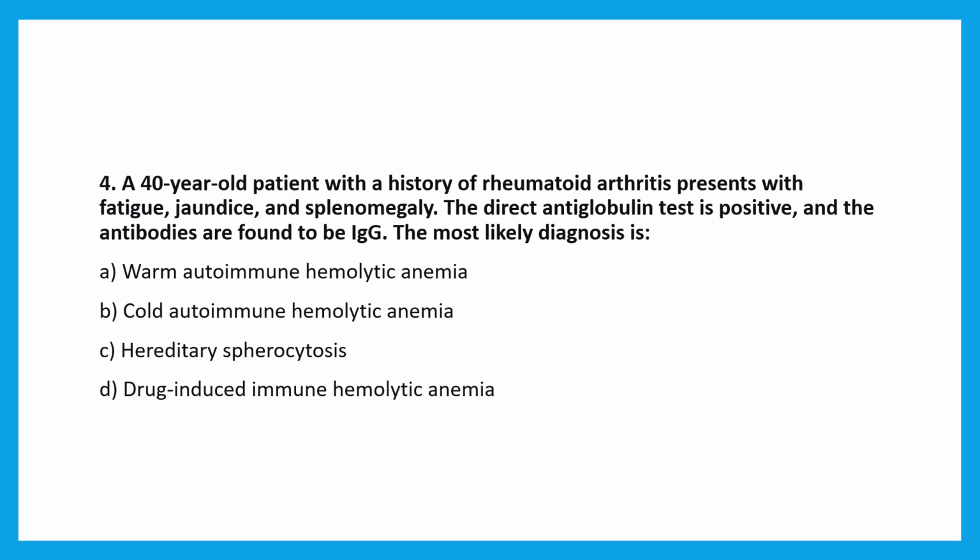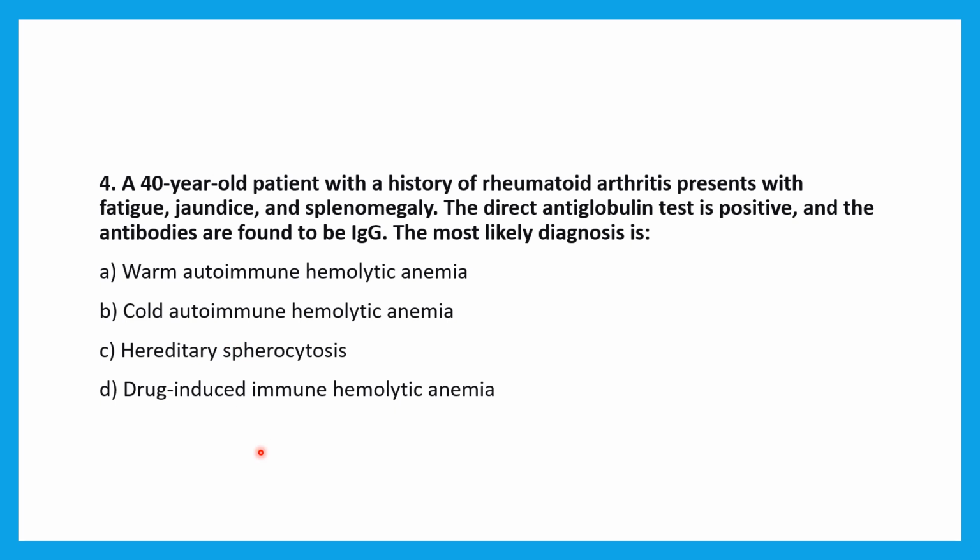Okay, a 40-year-old patient with a history of rheumatoid arthritis with fatigue. A 40-year-old patient with a history of rheumatoid arthritis presents with fatigue, jaundice, and splenomegaly. The direct antiglobulin test is positive, and the antibodies are found to be immunoglobulin G. The most likely diagnosis is what?